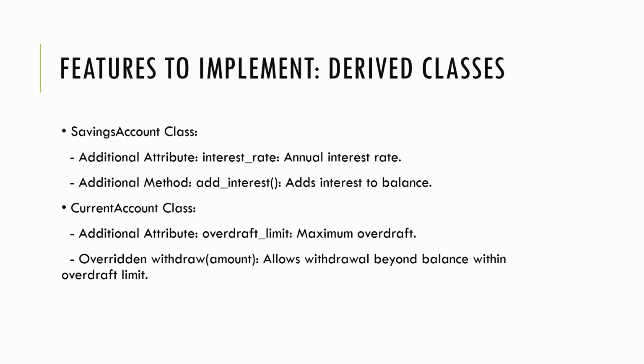We will also create two derived classes from the account class, savings account and current account. For the savings account, we will add an interest rate attribute, and the method add interest will add interest to the balance. For the current account, the additional attribute is an overdraft limit, which lets users withdraw more than their balance up to a certain limit. We will also override the withdraw method to allow withdrawals within this overdraft limit.